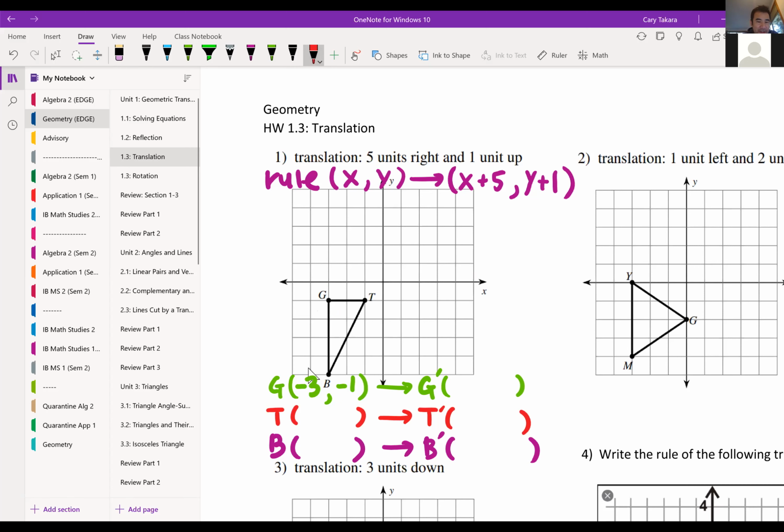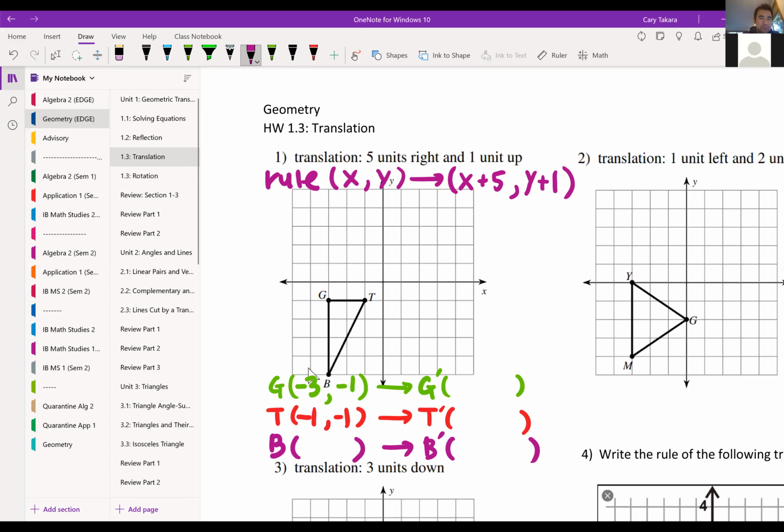Let's do T. What's the coordinate for T right here? Again, you always come from the origin. You go 1 left, 1 down. That's -1, -1. You get that?